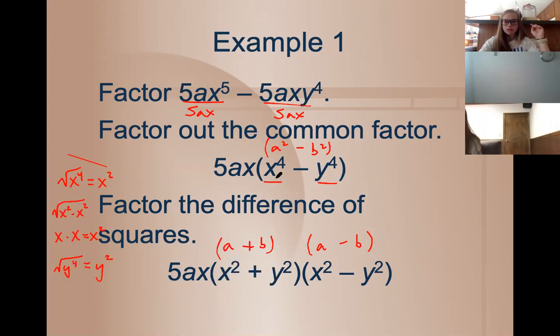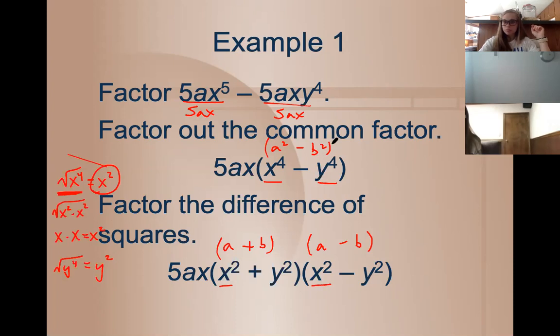X to the fourth is my a squared value, but in my answer I want it to be just a, so I'd have to take the square root of x to the fourth. That's what I did right over here. So x squared now becomes my a value. Here's my a value, x squared.